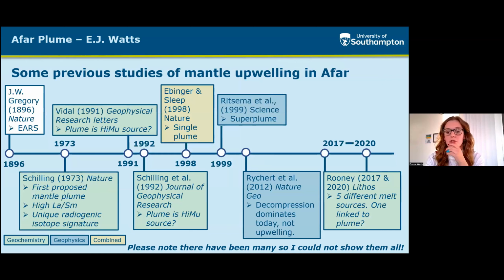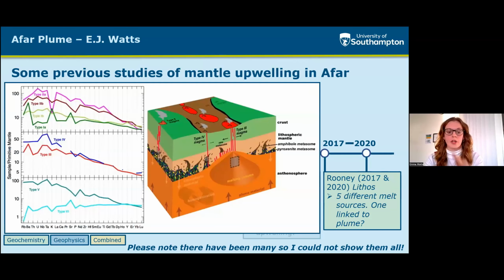Since then, we've had a few more geochemistry studies. Rooney's done some very, very large studies, published many papers, and a real good review on the whole region. And they suggested that there were 5 different melt sources, and some of these were linked to a plume and some were not. So there's this debate of how much and how wide the influence of the plume is, and over time.